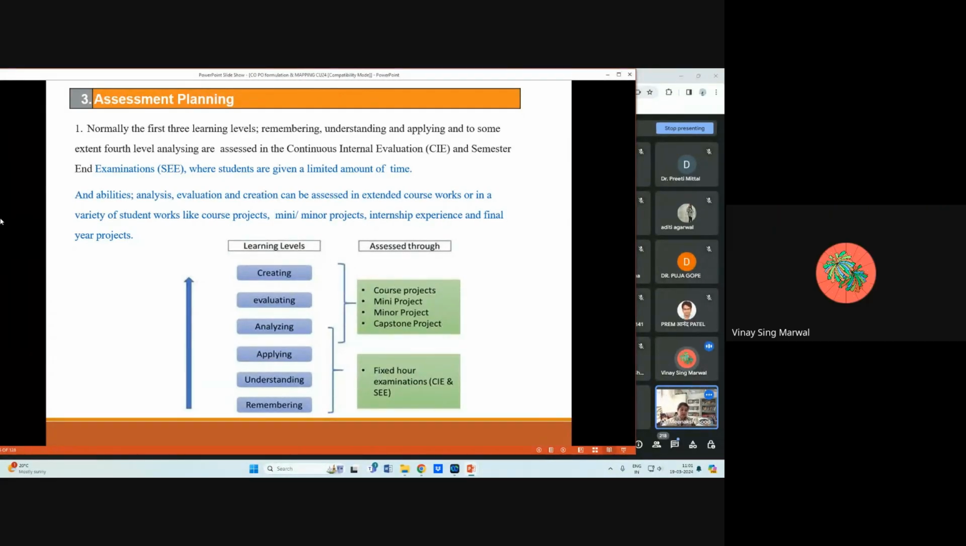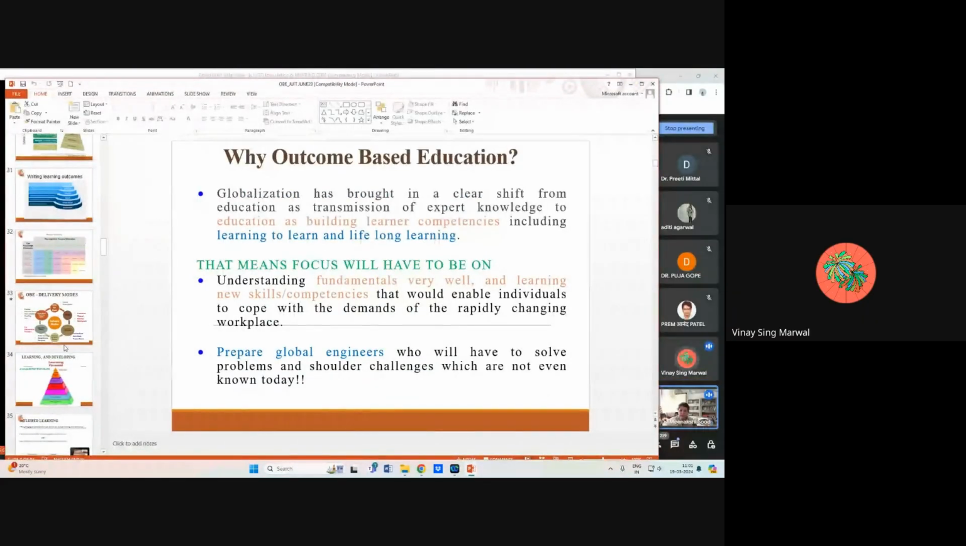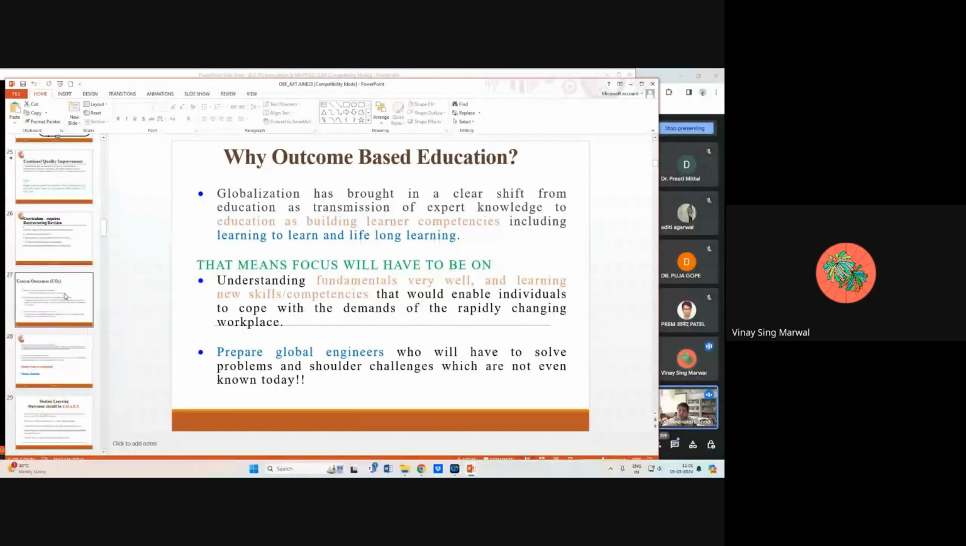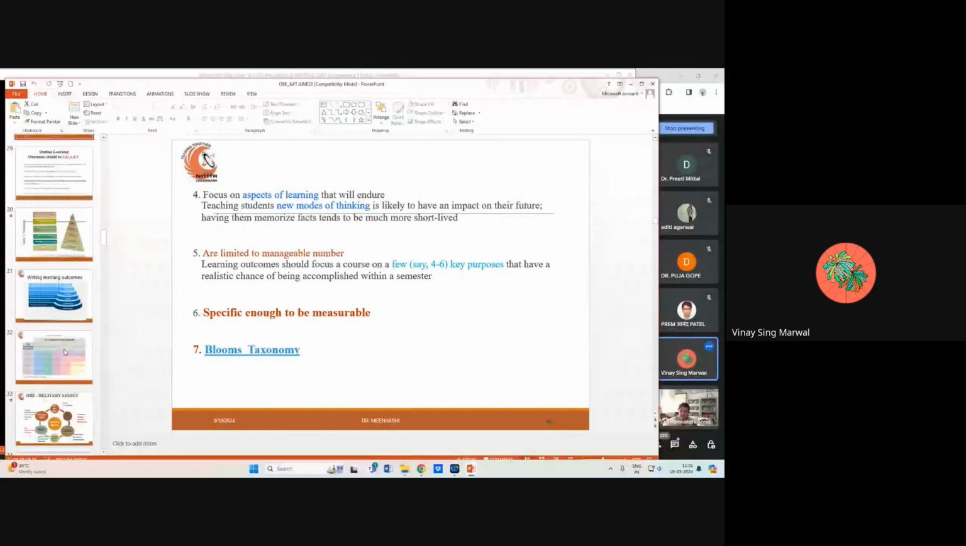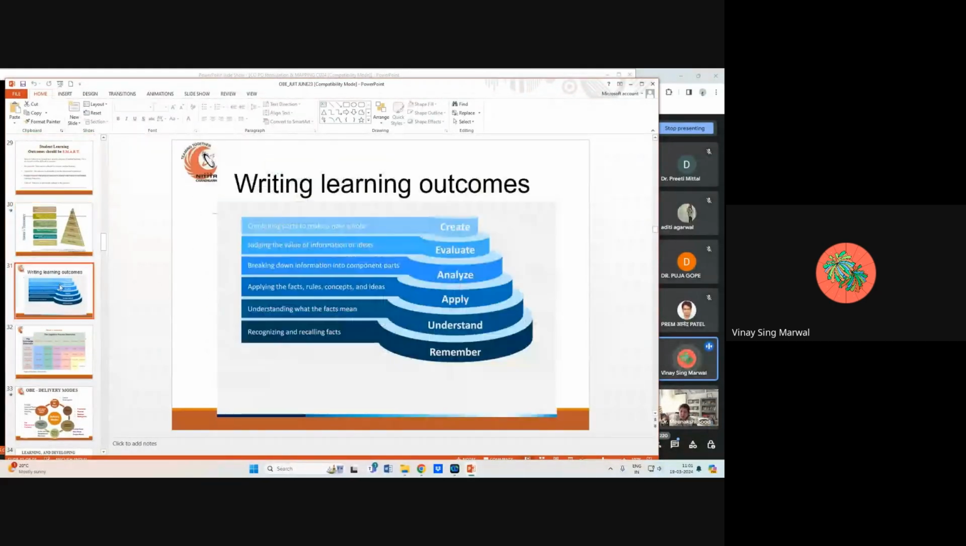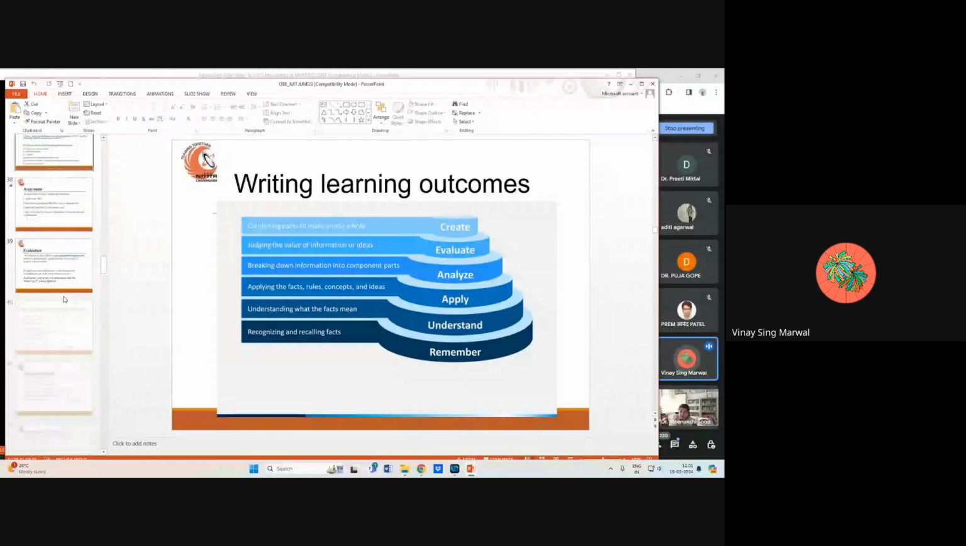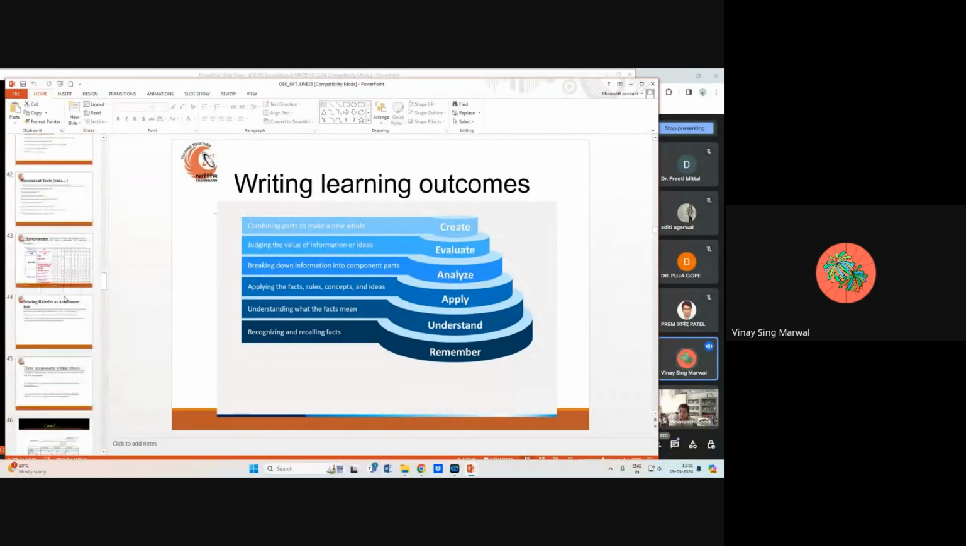Am I clear? Yes, ma'am. Can you give one example? Examples? Okay, I see. Because this is a very wrong practice we are all using. Exactly, I agree. I know, I know. I mention it because many times during the NBA visit or NAAC visit, this question arises: how you are catering the course attainments.